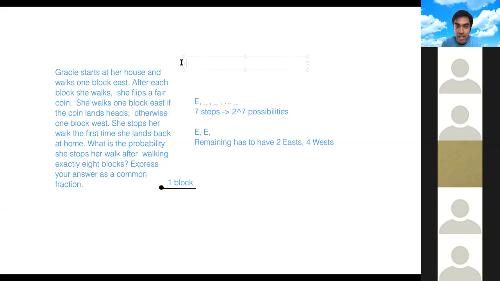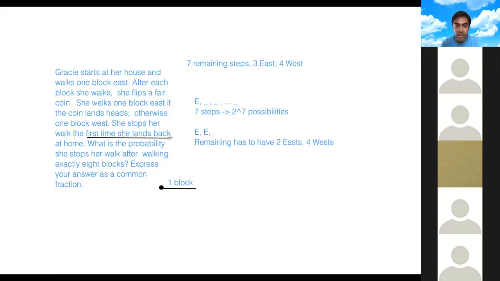So in the 7 steps, we know that 3 have to be east. So she went a total of 4 blocks east and 4 blocks west to reach back home. Just having this would have been easier, but the tricky part is that that's the first time she lands back home.